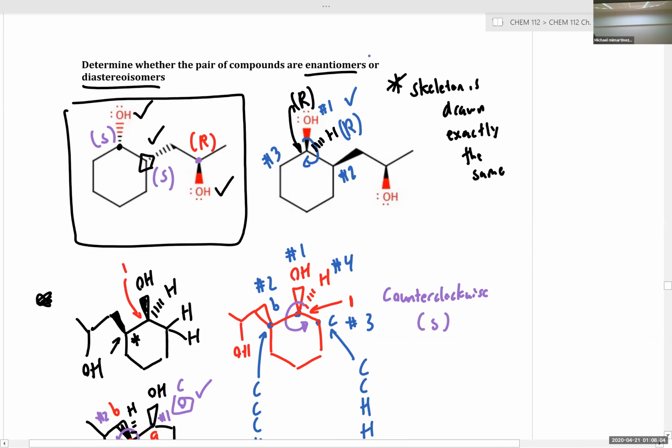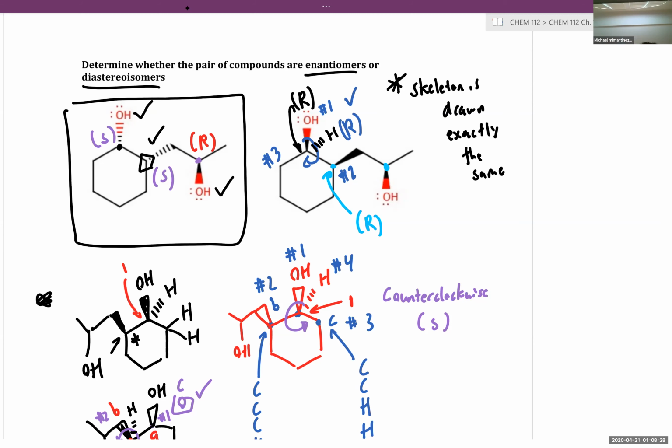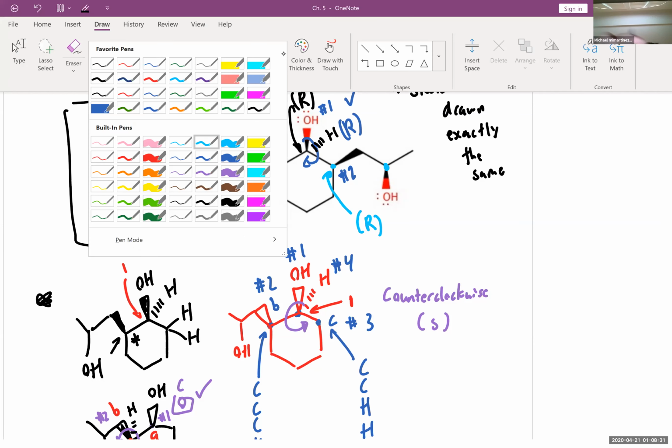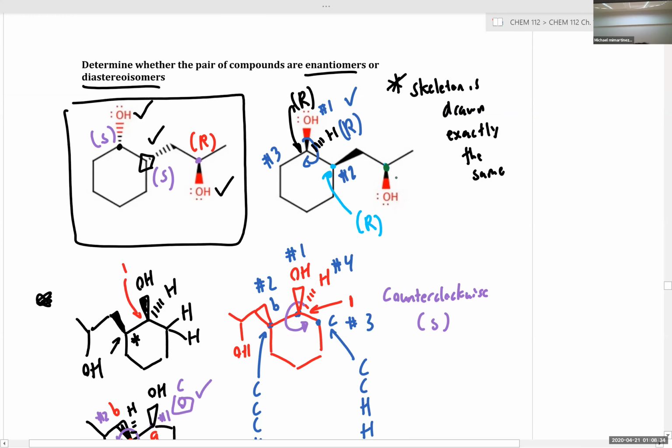Perfect. Okay. So by the same token, if we change from a dash to a wedge for our second stereocenter, what configuration would we expect to see? R, exactly right. Finally, has anything changed for our third chiral center? Has anything really changed for this center here? No. So what's its configuration? R, exactly right.